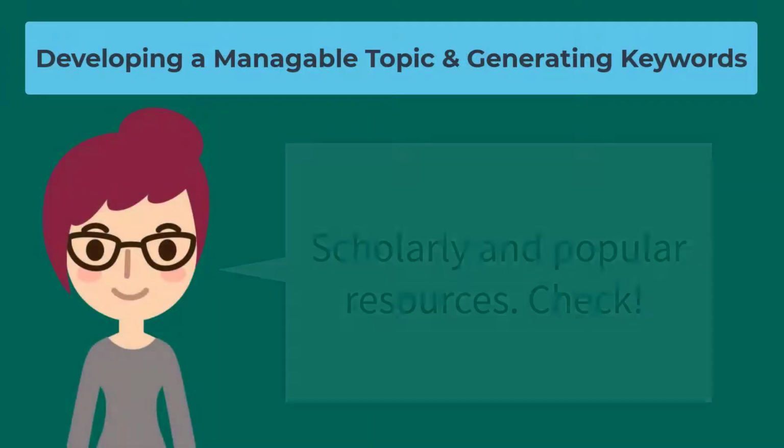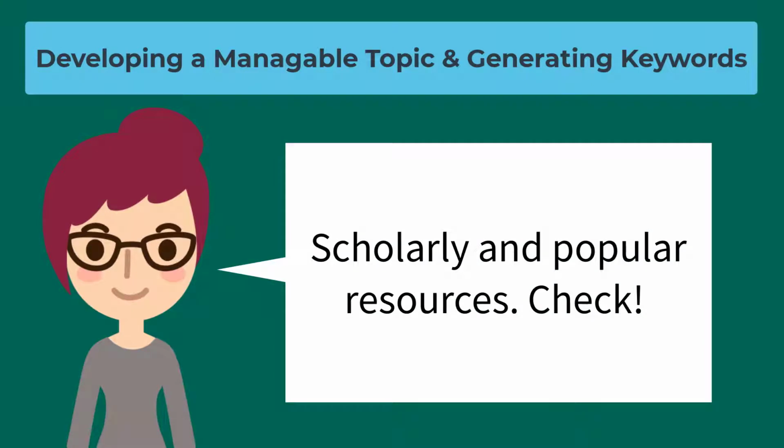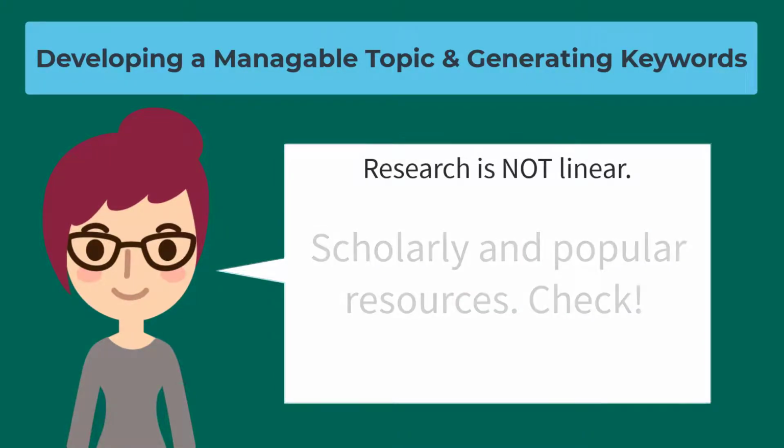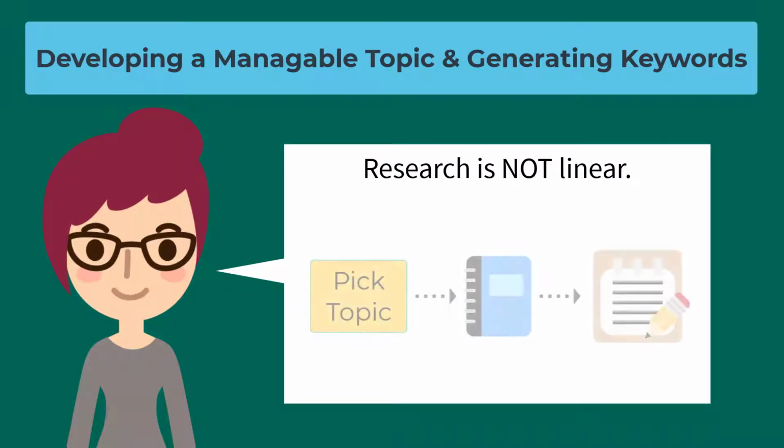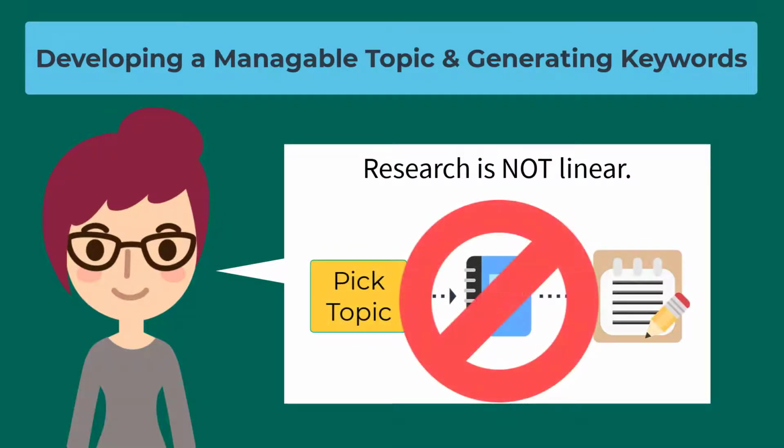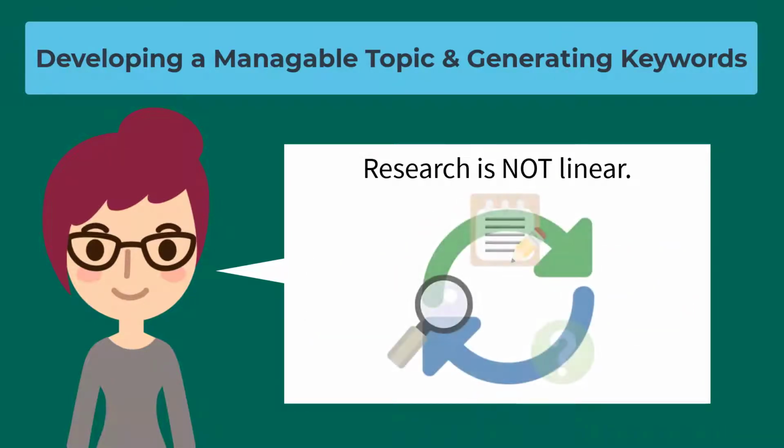Now that we've talked about the differences between sources, we need to discuss developing a manageable topic. The most important thing to remember is that research is iterative. You don't pick the topic, find the sources, and then write the paper. Rather, researching, writing, and refining your topic happens at all stages of the process.